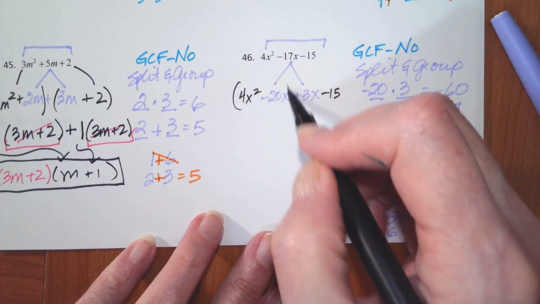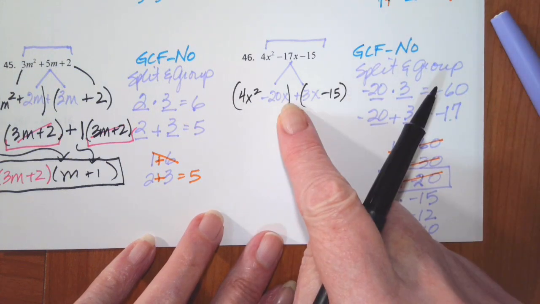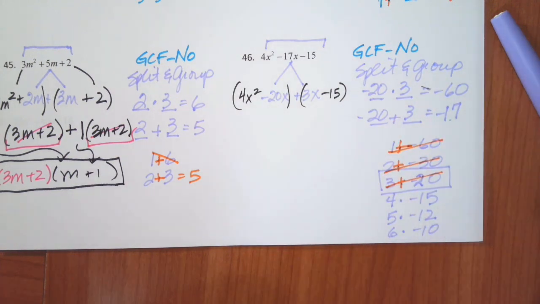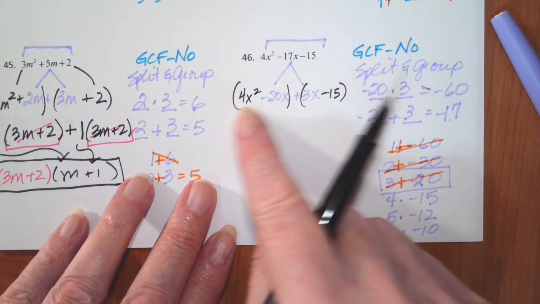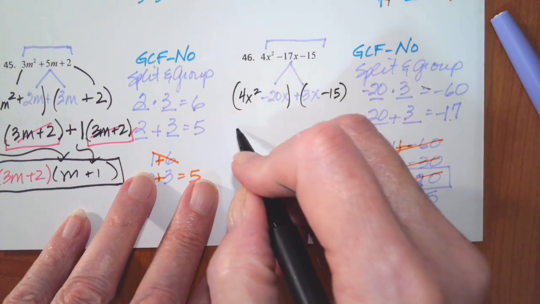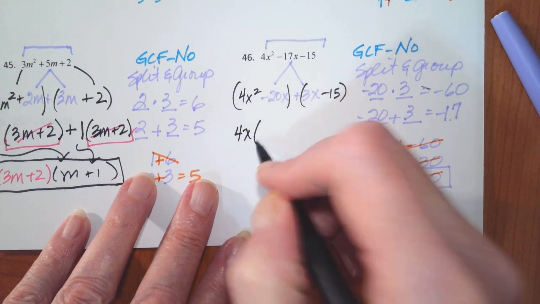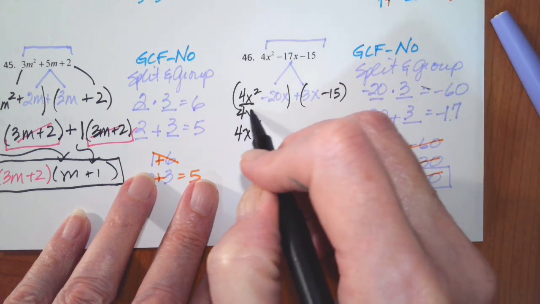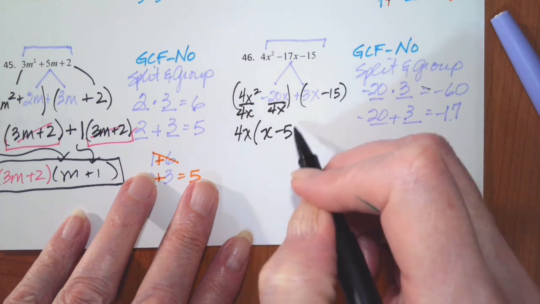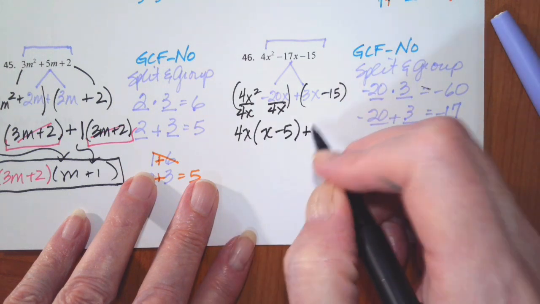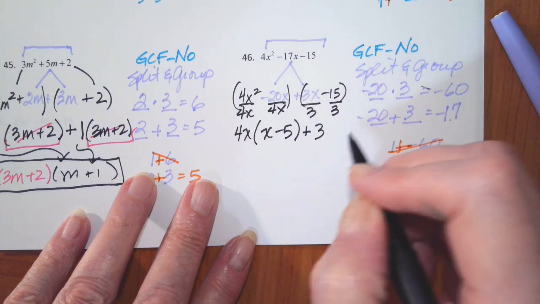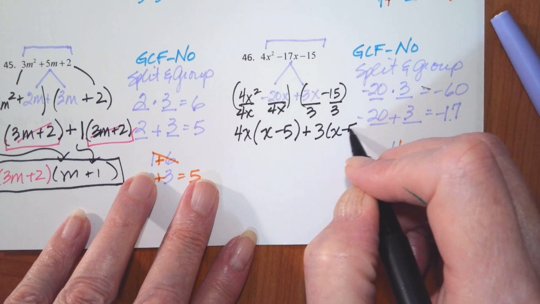Now I can group these. Since there's a plus sign here, I don't have to worry about it. I'll get the same answer if I do it the other way. I just have to remember to factor out the negative. Okay, so my greatest common factor with these two terms is 4x. When I divide by that, I get x minus 5. Greatest common factor here is 3. And when I divide by that, I get x minus 5.